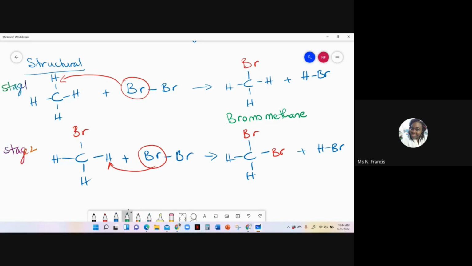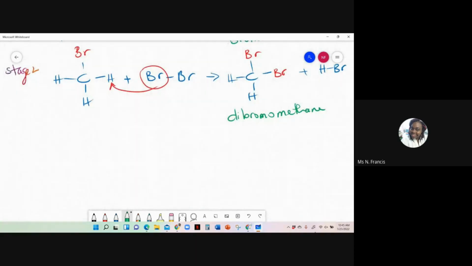So what is being formed now is that we have 2 branches of bromine. So my compound now is dibromomethane. But again, not finished because there are 4 of them. So now we have our stage 3.